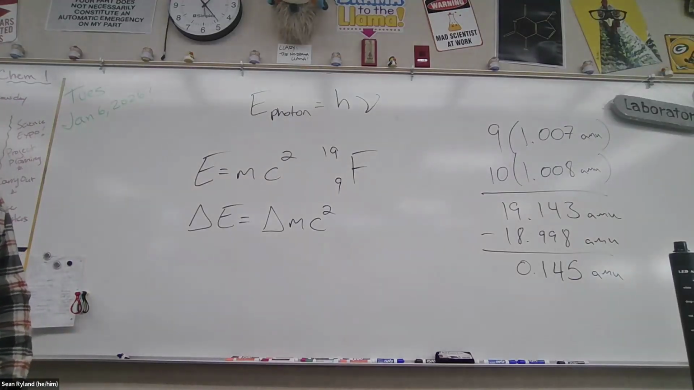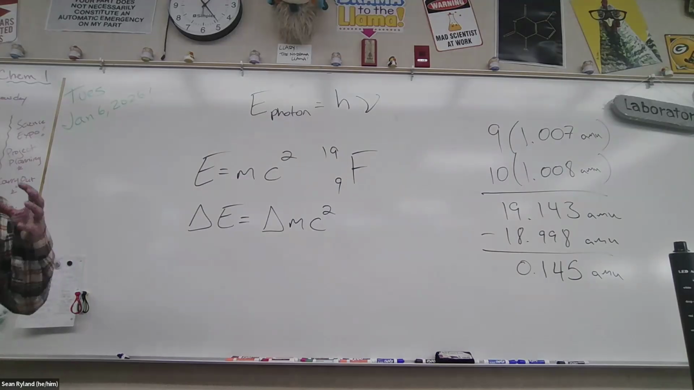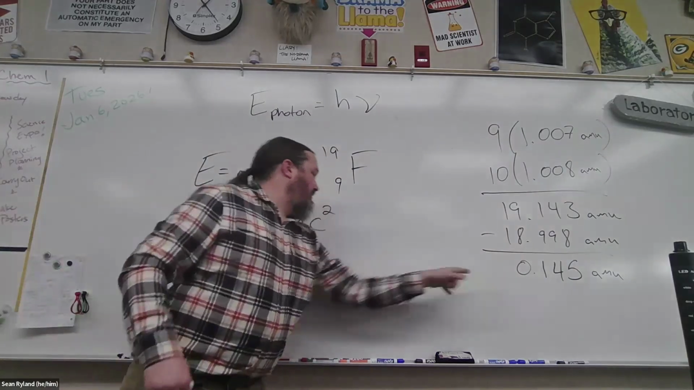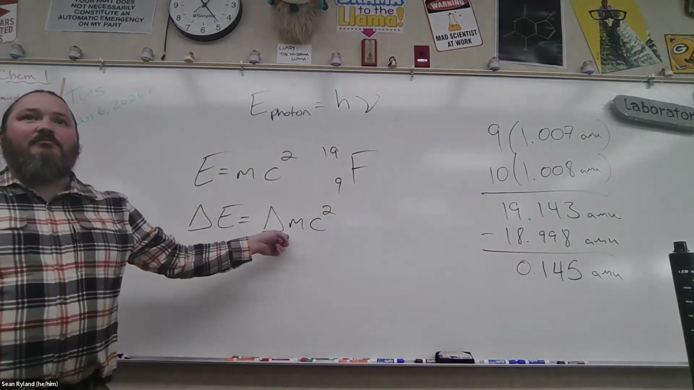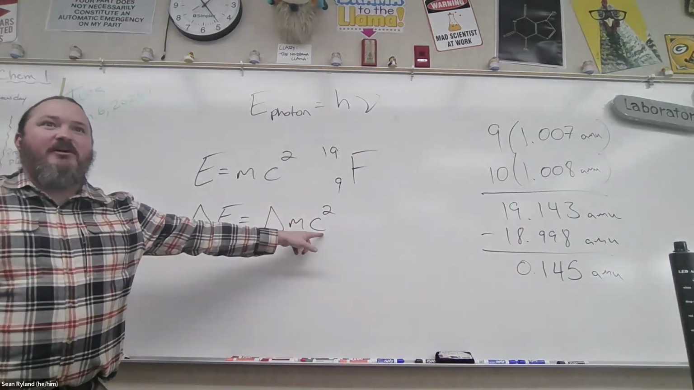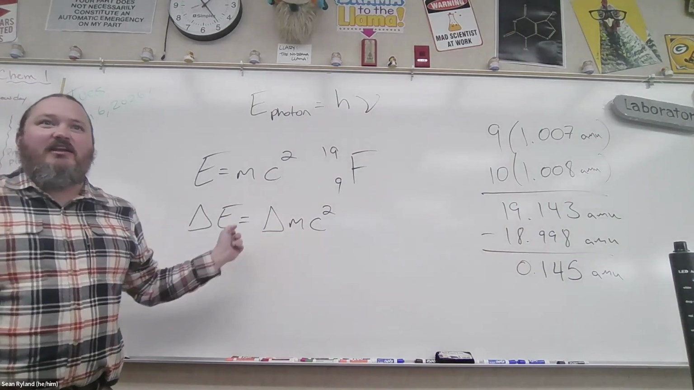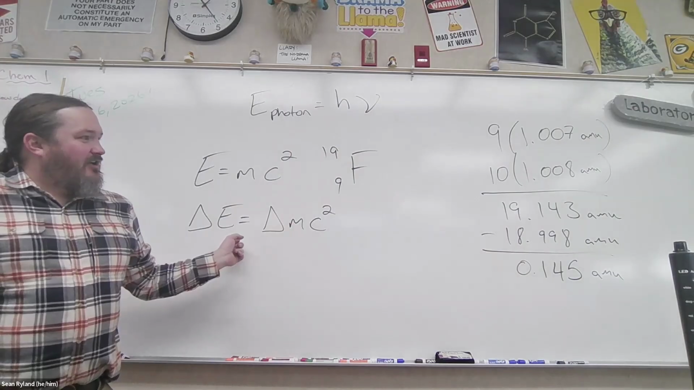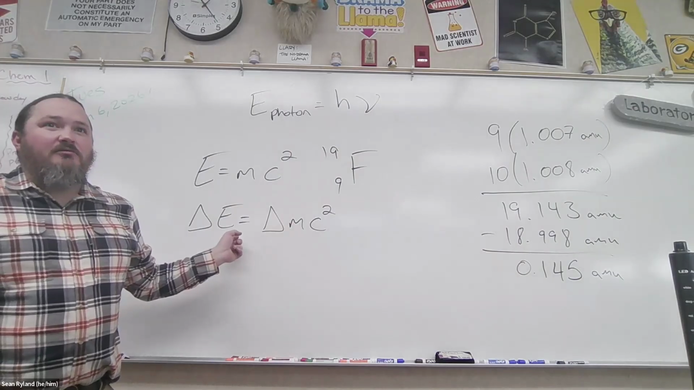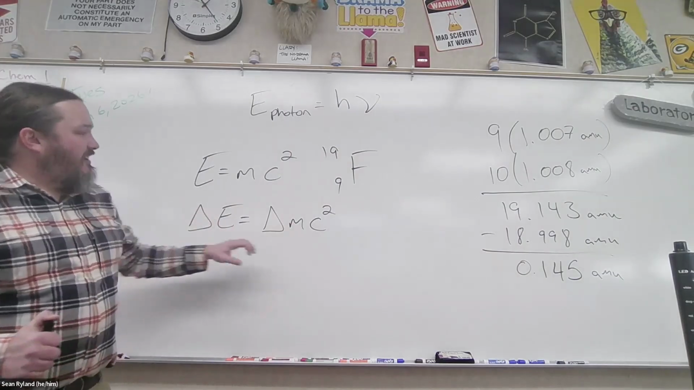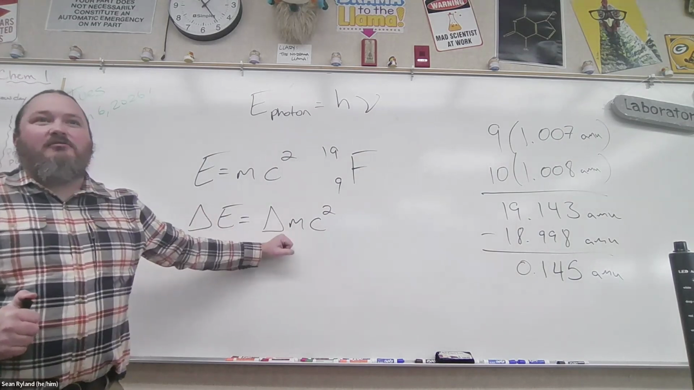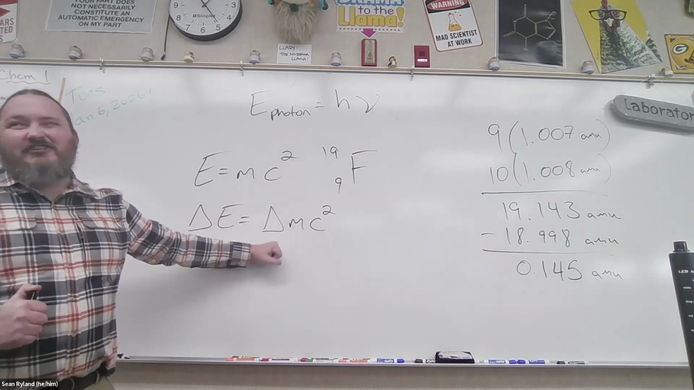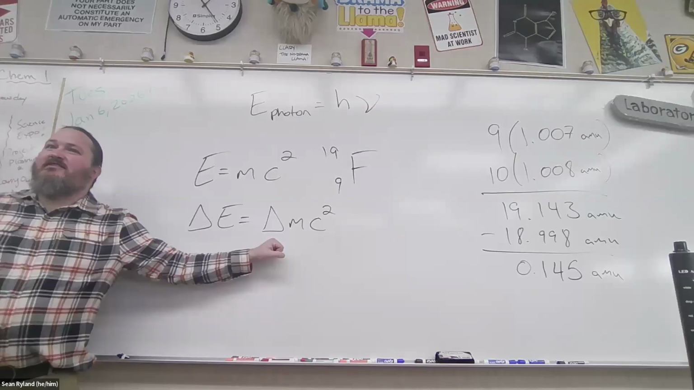If we want to know how much energy is binding together these nuclei, we can take this number, plug it in for delta m, multiply by the speed of light squared, and we're going to get an energy unit out. It's a little trickier though, because we need the units to work out. This is a physics equation, so we have to use physics units.